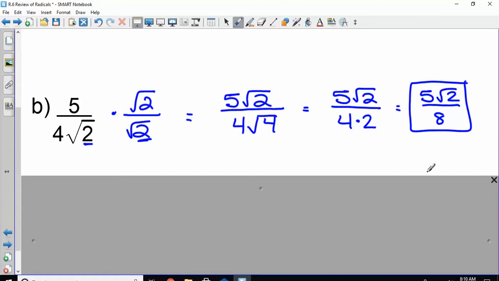Okay, at the end, you need to check and see if you can reduce. You can reduce numbers outside the radicals and the numbers inside the radicals. Since this 2 is under the radical and the 8 is not, I can't reduce those.